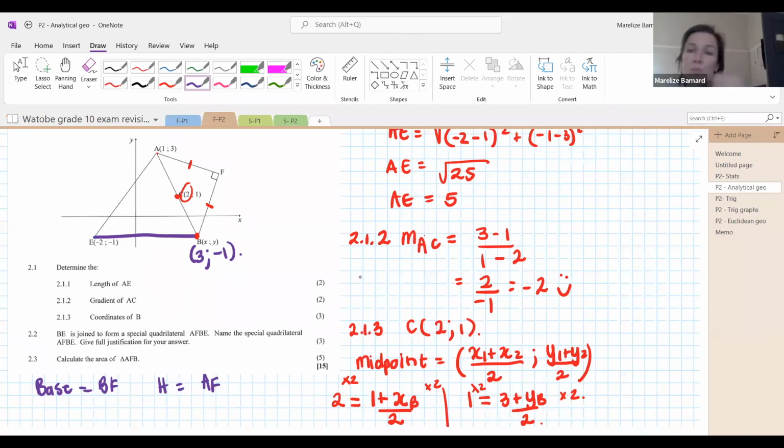Okay, what's the problem here? Height is AF. Well done, Sino. So what is the roadblock we are facing here? It would be very easy to just calculate BF and AF using the distance formula, but what is our roadblock? We don't have F's coordinates. Well done.